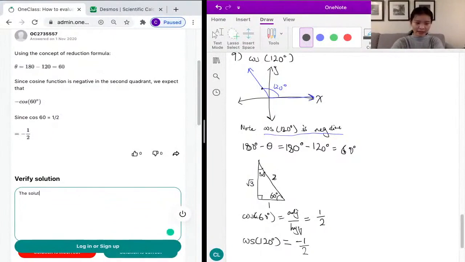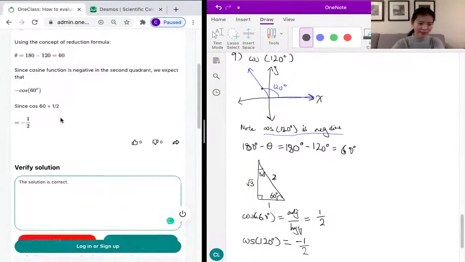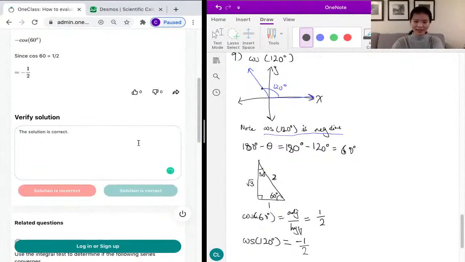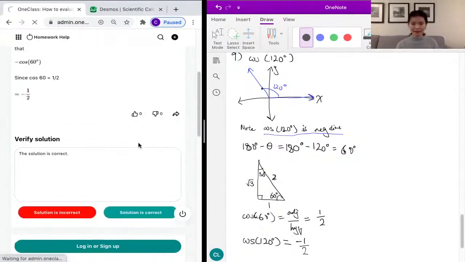Okay, so let's say the solution is correct, although it can be formatted better, but it's correct. Okay, let's move on to our next problem.